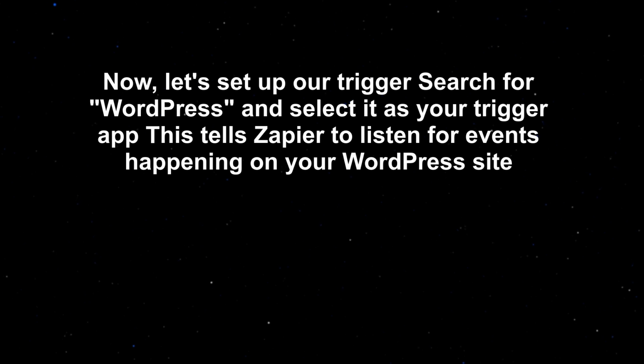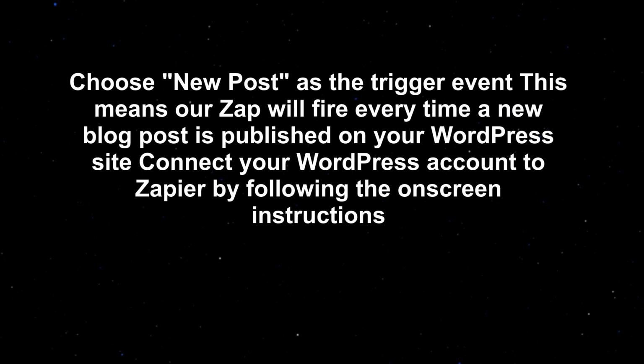Now, let's set up our trigger. Search for WordPress and select it as your trigger app. This tells Zapier to listen for events happening on your WordPress site. Choose New Post as the trigger event. This means our Zap will fire every time a new blog post is published on your WordPress site. Connect your WordPress account to Zapier by following the on-screen instructions.